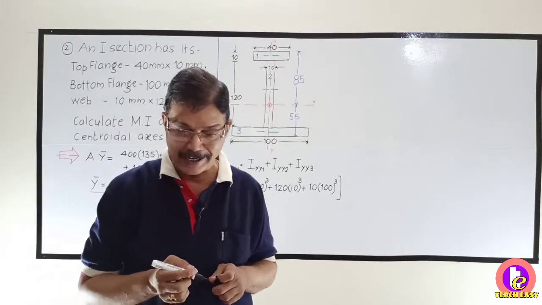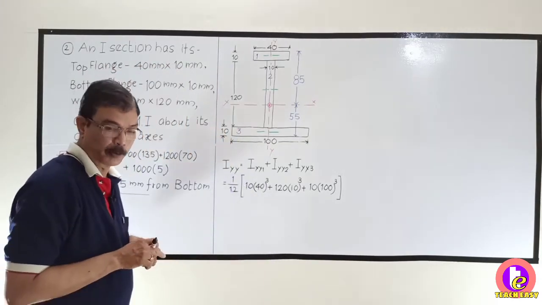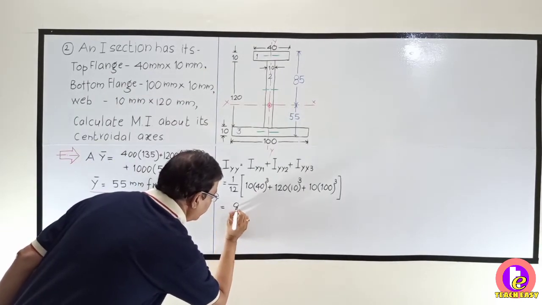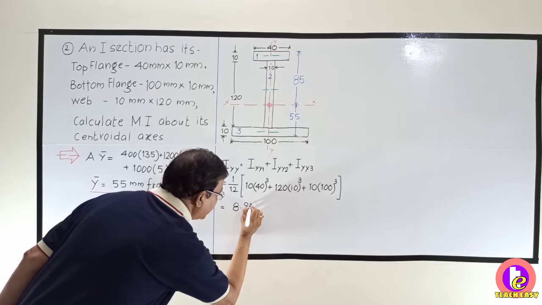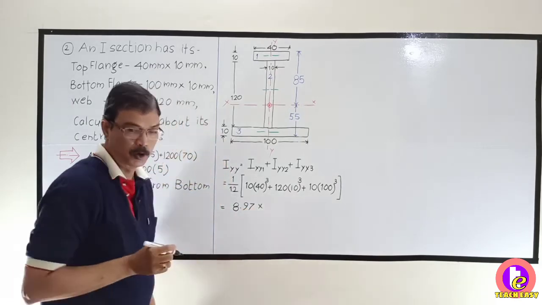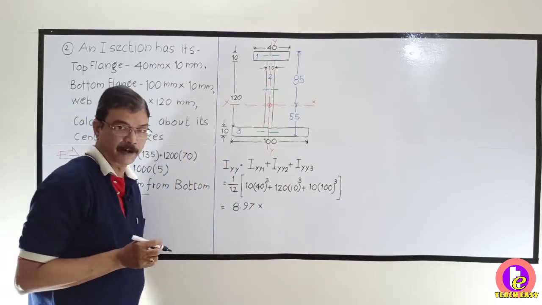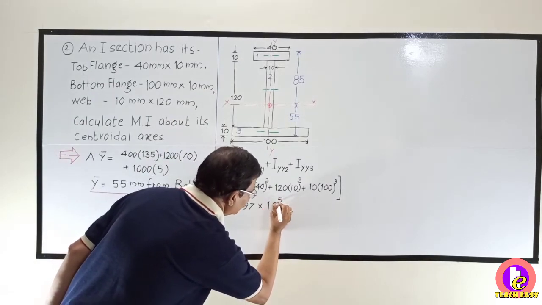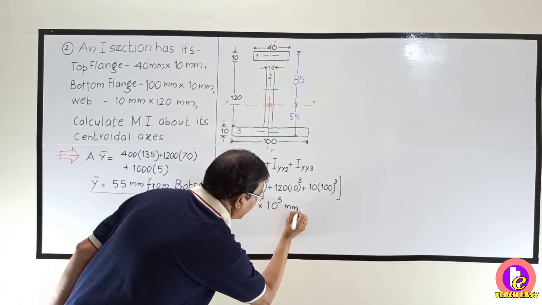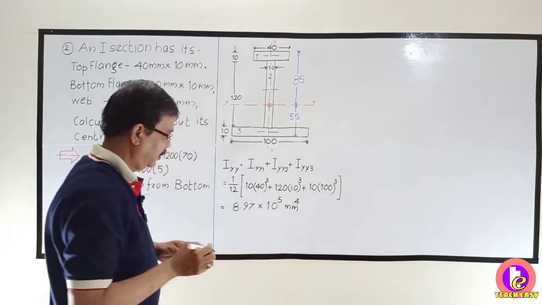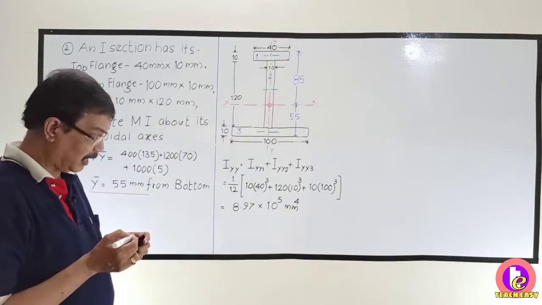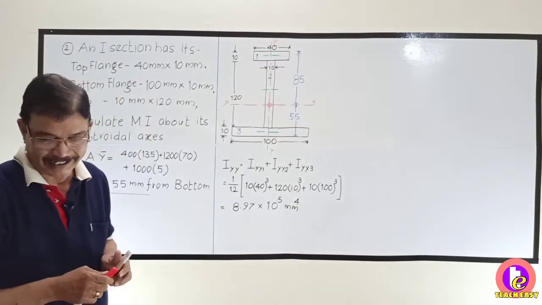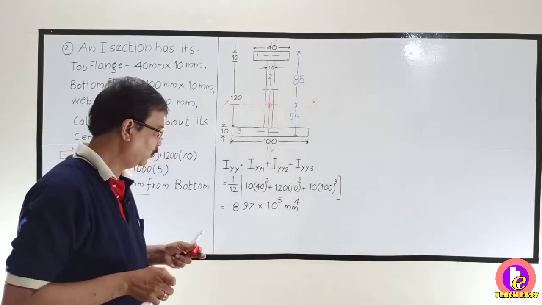Okay. And the value comes out to be, using calculator, 8.97 into 10 raised to 5 mm raised to 4. This is the value of IYY. Definitely IYY is simple to calculate in this particular problem. Okay.